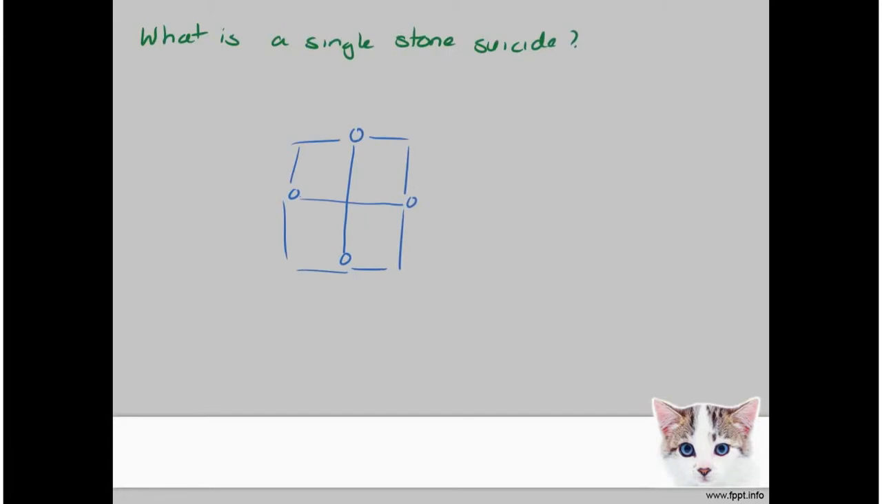What's a single stone suicide? Well, this is what I think a single stone suicide is. You have 4 whites in the center. If you put another white in the center of your own, that's a single stone suicide because you lose that white.